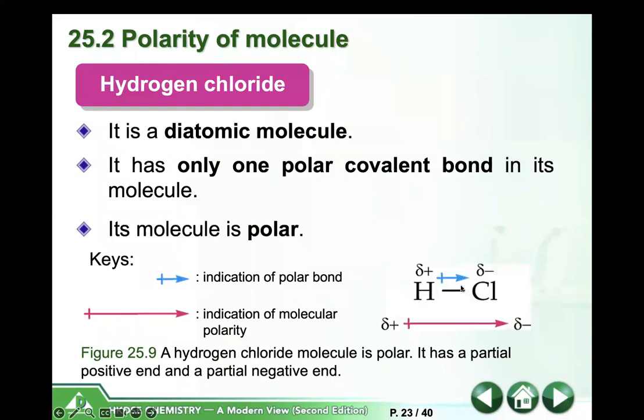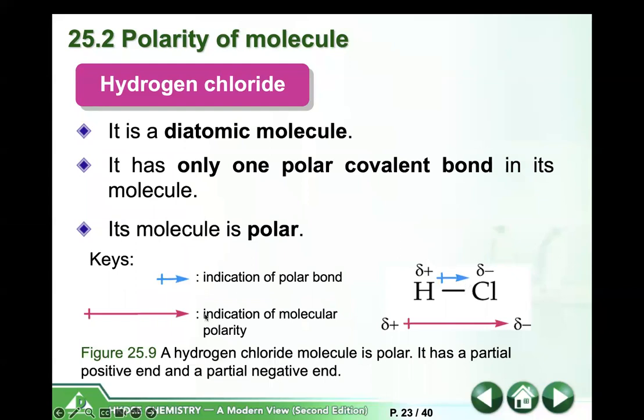Because the bonding electrons are going to the chlorine side, they will be attracted to the chlorine side. So this kind of arrow indicates the polar bond. The indication means that the bonding electrons are going to the chlorine side. You may think about it that way.